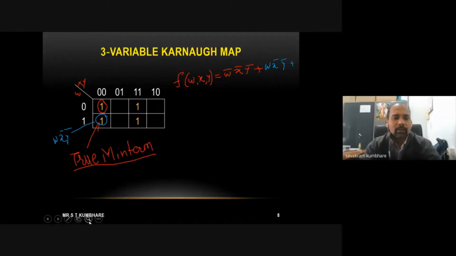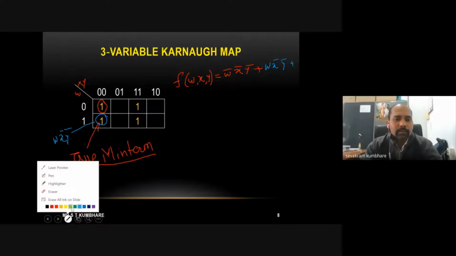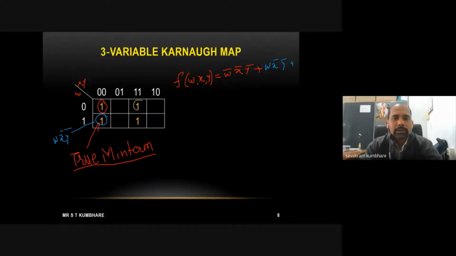Similarly, we can go for another minterm. Let's say this. So this will have the value W equals 0, means W bar, X is 1, Y is 1. So X, Y. So I can say W bar X, Y plus.